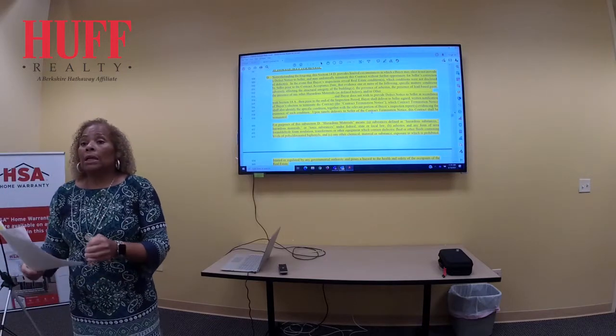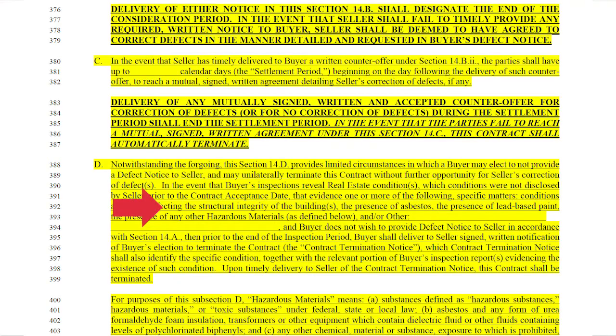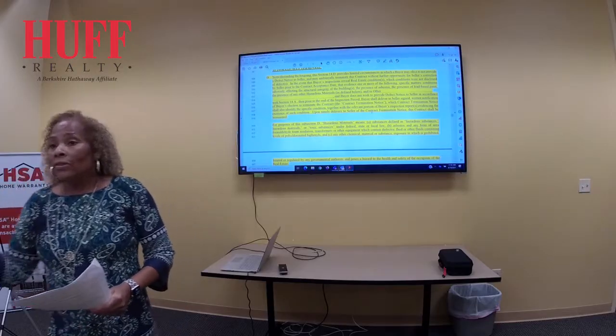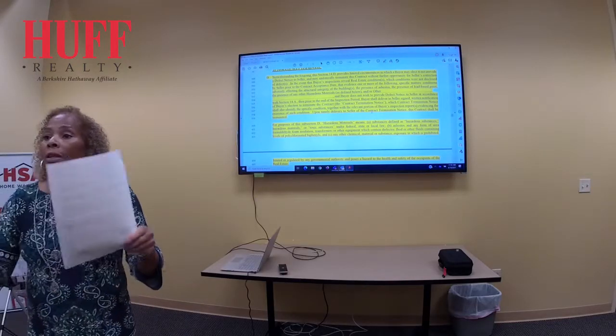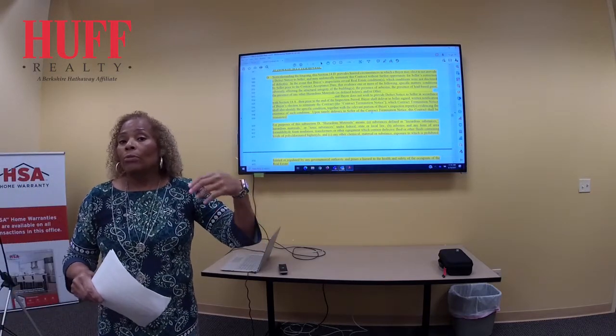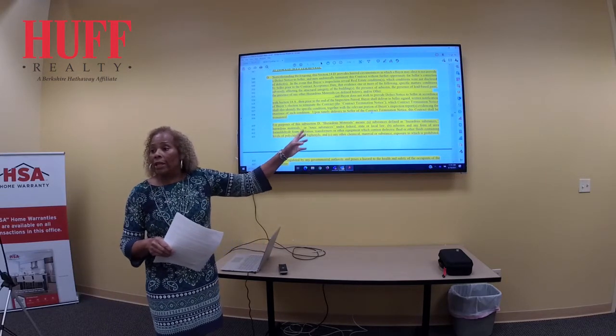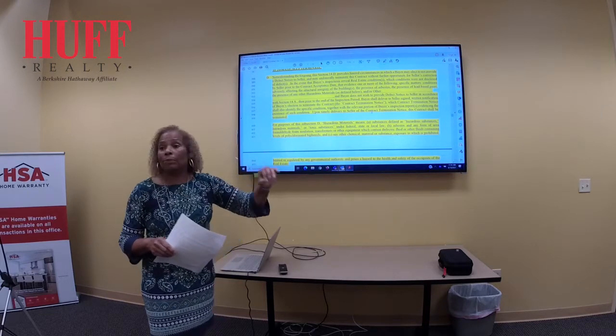They can terminate the contract without providing the defects only if it relates to structural integrity of the buildings, the presence of asbestos, presence of lead-based paint, and the presence of any other hazardous materials as defined below. So if it's any other type of repair, they've got to attach the inspector's report and say, I want you to make these repairs. They don't have to ask for repairs in order to get out if it relates to these items here, but these specific items only.